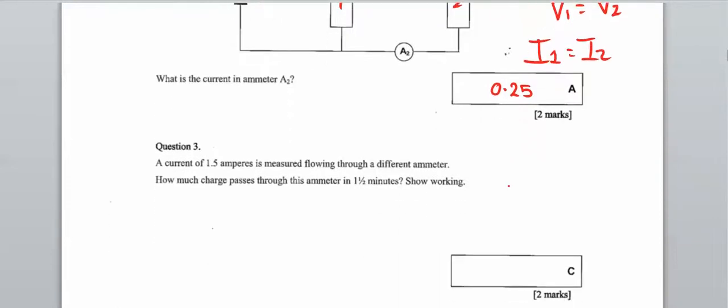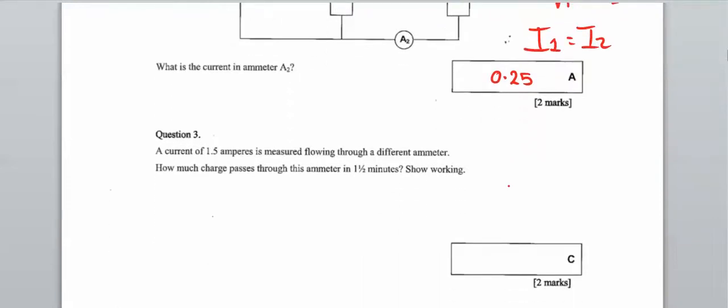The current of 1.5 amperes is measured flowing through a different ammeter. How much charge passes through this ammeter in 1.5 minutes? Well, we need to use this relationship. The current is the rate of charge.